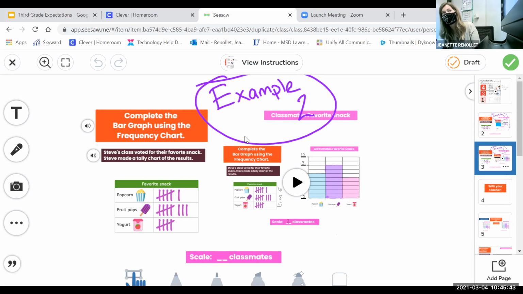Here's her second example, and Honesty's already predicting. If we're not going to count by 5s, maybe count by, let's try counting by 2s. If we count by 2s, it might be easier for us to read the graph and easier to make the graph. Let's see if she chooses to count by 2s.